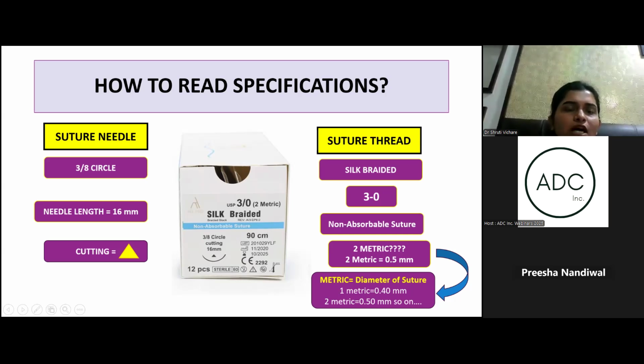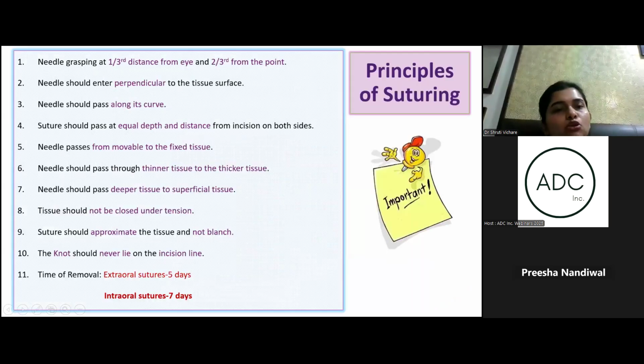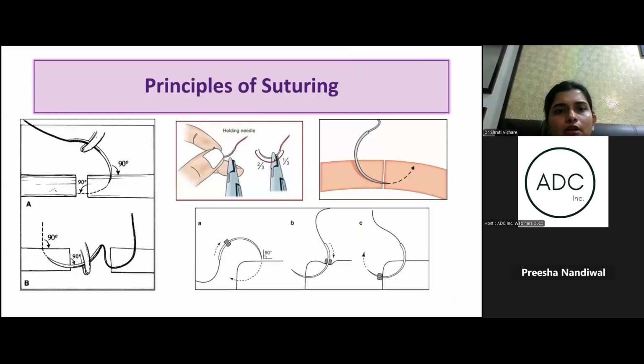Fine. Now, these are the principles of suturing. Discussing in depth the principles of suturing is not under the purview of this seminar. Although it requires detailed explanation, I think we'll be able to cover it in the workshops that are being held, because otherwise it will extend like anything.